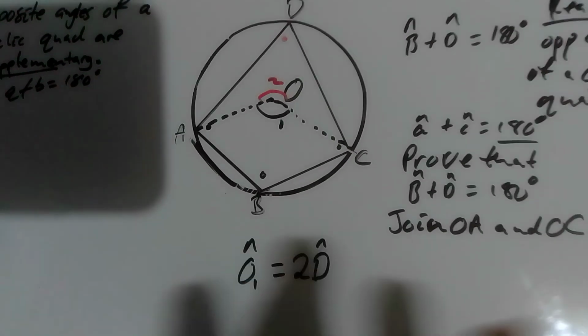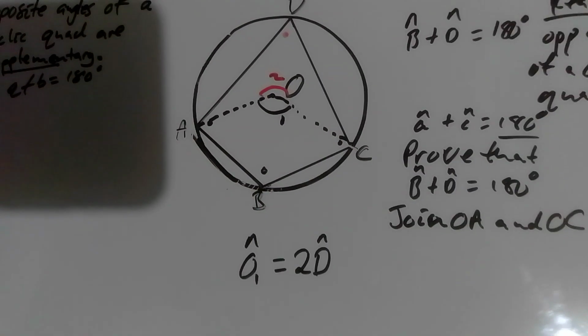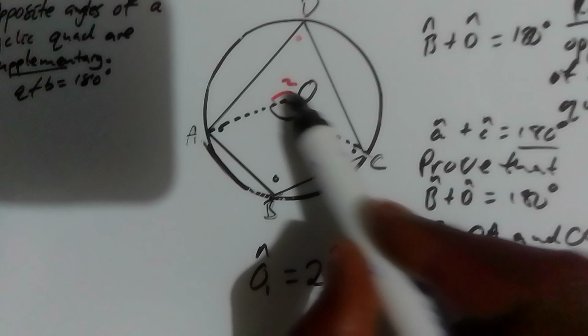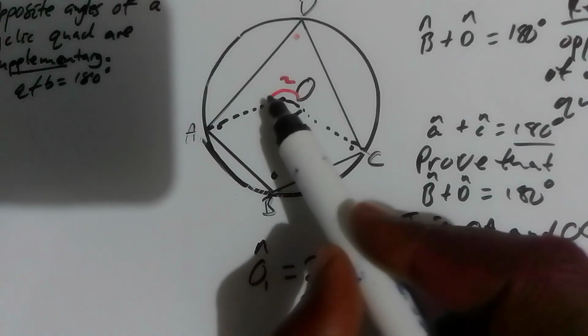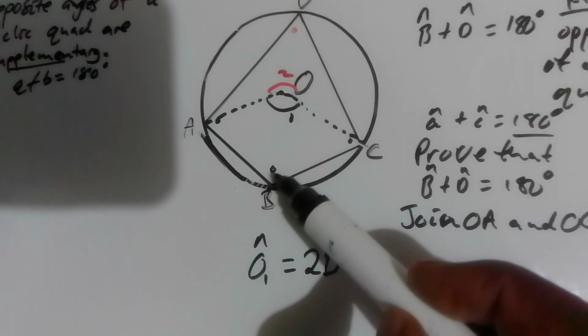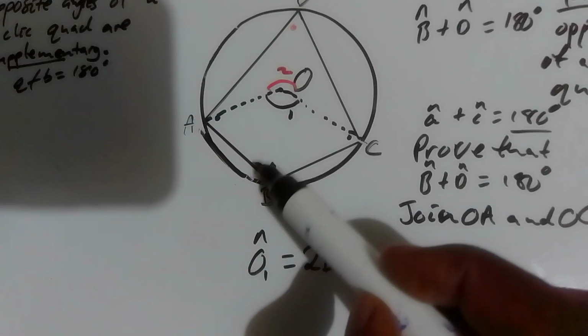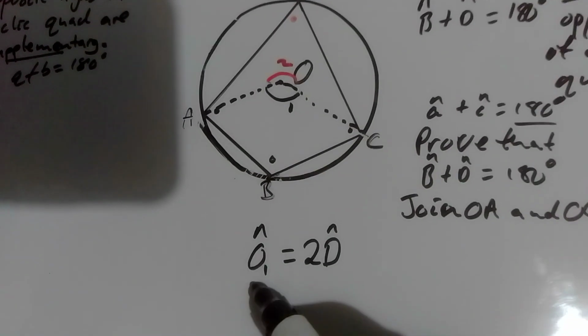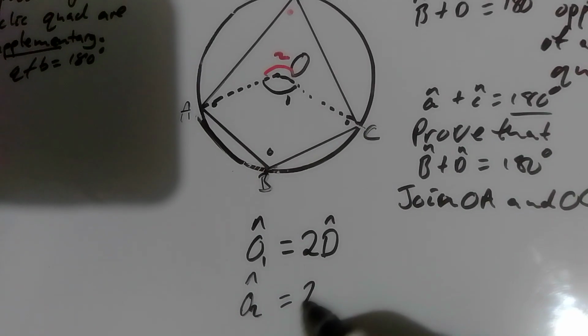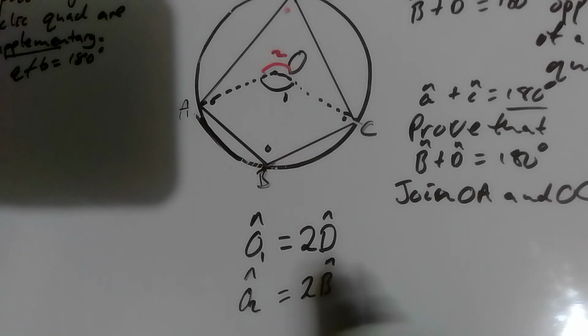Now, not only do I talk about that, if you check angle O2, or if you remember, this reflex angle that we have here is at the center, and it's twice the angle, angle B. So we now say angle O2 is equal to 2 times angle B.